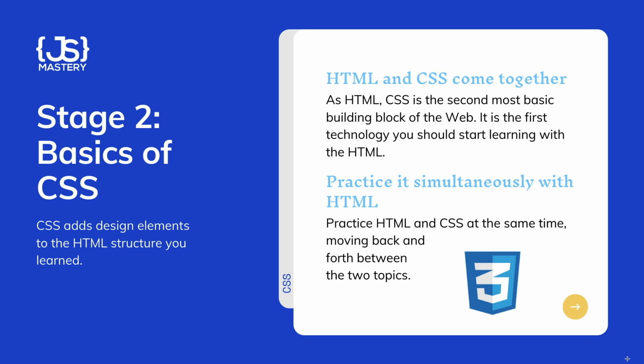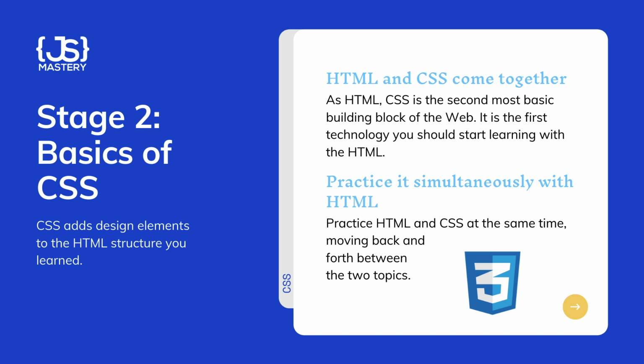The second stage of your learning are the basics of CSS. CSS stands for Cascading Style Sheets, and it is the first technology that you should start learning after HTML. While HTML is used to define the structure and semantics of your content, CSS is used to style it and lay it out. For example, you can use CSS to alter the font, color, size, and spacing of your content, split it into multiple columns, or even add some animations.